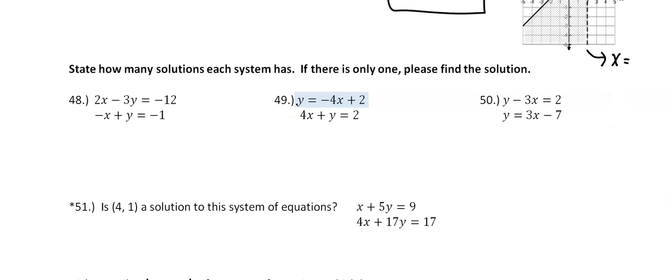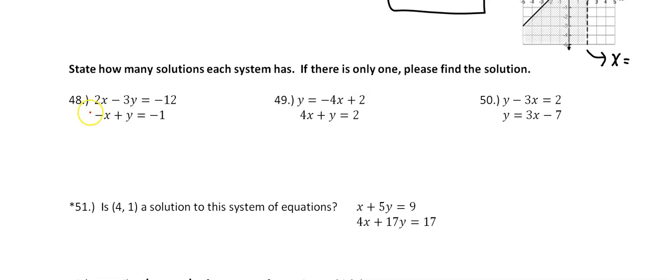Okay. This one says, how many solutions does each system have? If there's one, find the solution. So really all we're going to do is solve each of these and see which ones give us no solution, infinite solutions, and which one gives us one answer. So like this one, the way it's set up, I would solve this by elimination.